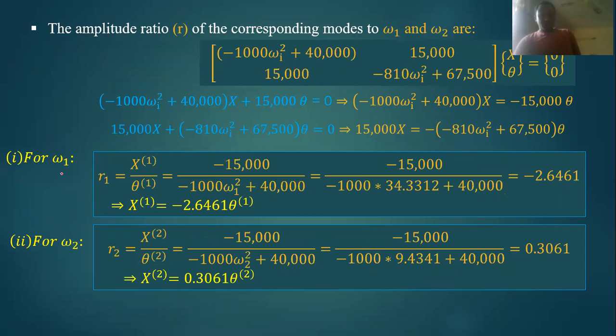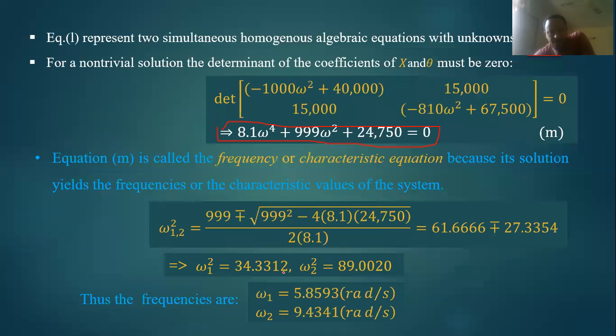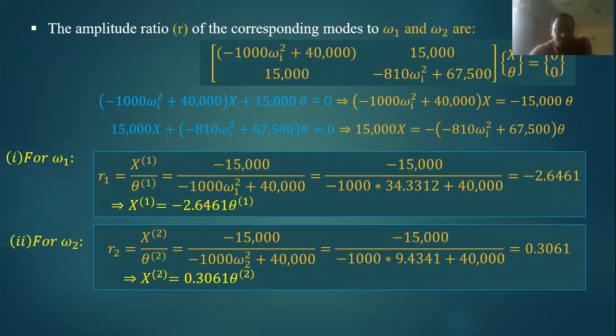So for omega1, the amplitude ratio, which equals x over theta, gives us minus 2.6461. Just substituting the omega 1 value. Omega 1 square is 36 point something. Omega 2 square is 89 point something, like this. So substituting 34.33, finally we get minus 2.6461 as R1.